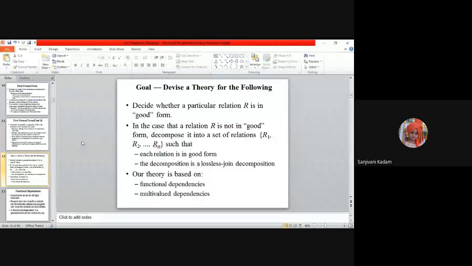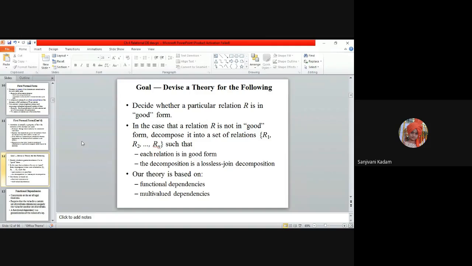So what is desired? The goal is to devise a theory for the following. Decide whether a particular relation R is in good form, that it doesn't repeat information. In the case that relation R is not in good form, decompose it into a set of relations R1, R2, up to Rn, such that each relation is in good form. The decomposition is a lossless join decomposition. So here we are using two concepts, functional dependencies and multivalued dependencies.